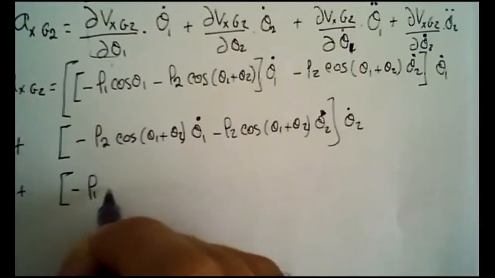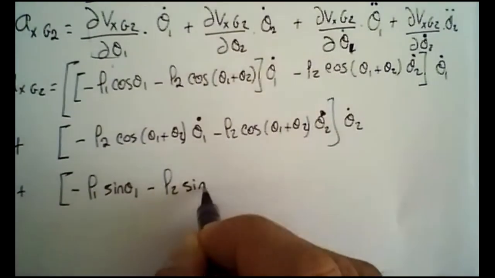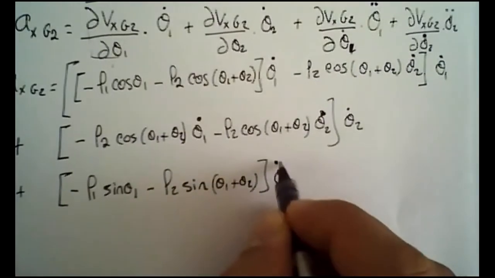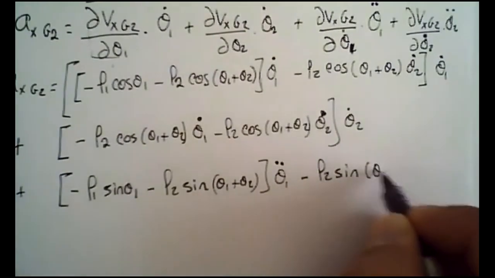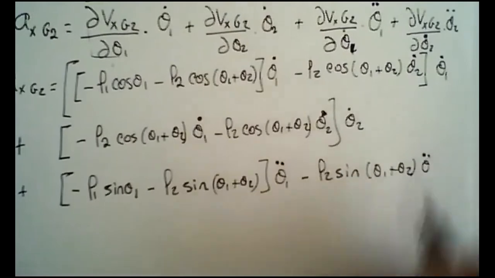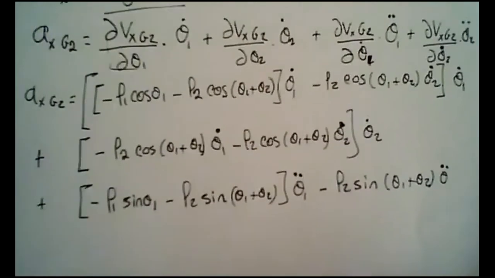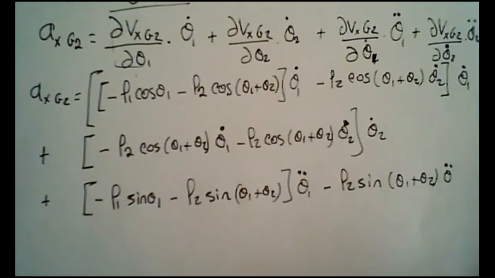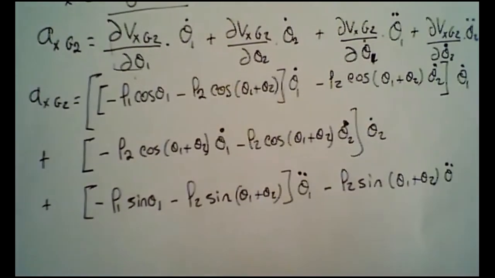Minus L1 sine theta 1, minus L2 sine of theta 1 plus theta 2, times theta 1 double dot. The last term is minus L2 sine theta 1 plus theta 2 times theta 2 double dot. Luckily we have Matlab, and I think now you are beginning to appreciate why we need it. You will not be able to progress or innovate a lot without the ability to quickly manipulate variables, visualize them, plot them and simplify them.